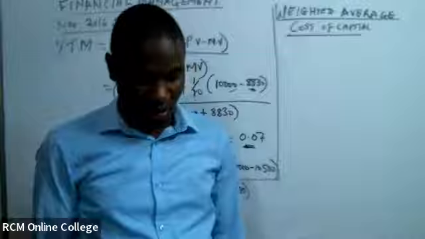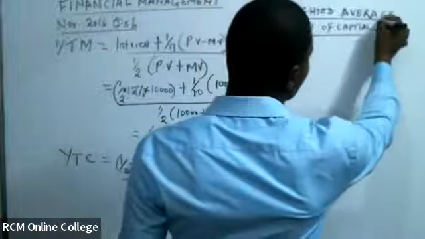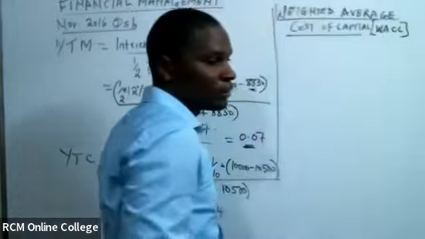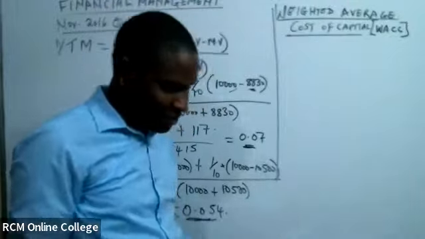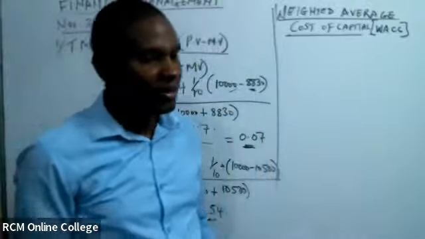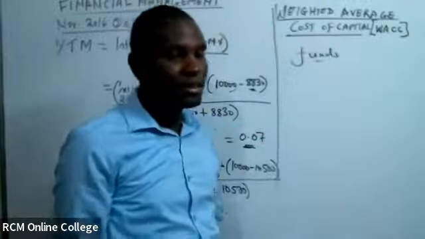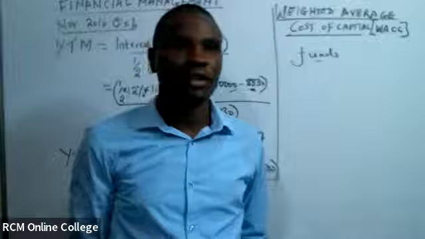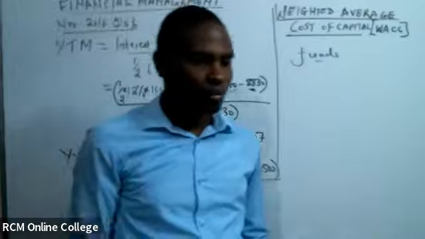Now we have some steps in calculating WACC. We abbreviate it as that, WACC. So class, let's look at it. It entails raising historical funds by undertaking what? Historical projects. I hope we are together now.